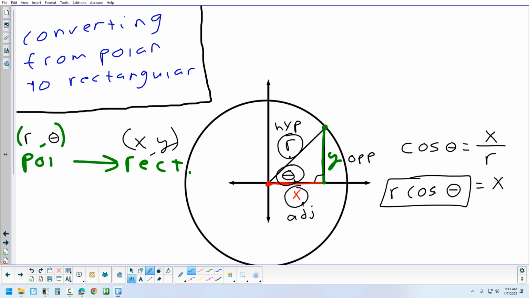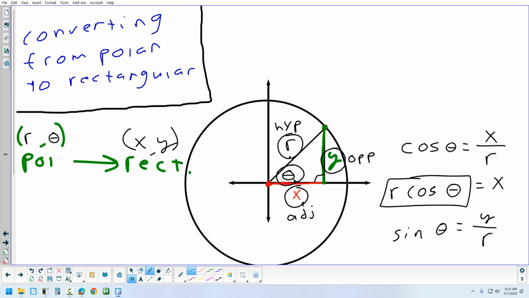All right, now do the same thing for y. What trig function would relate opposite and hypotenuse? Sine, yep. And what would the sine equal? What over what? Y over r.